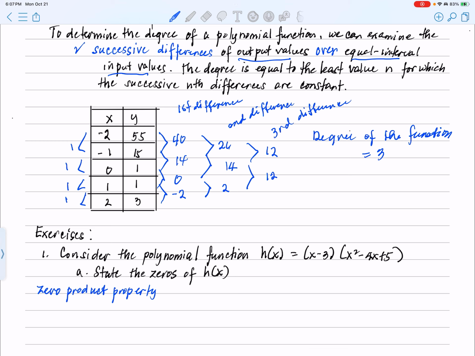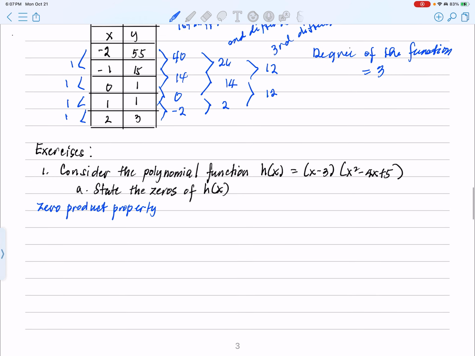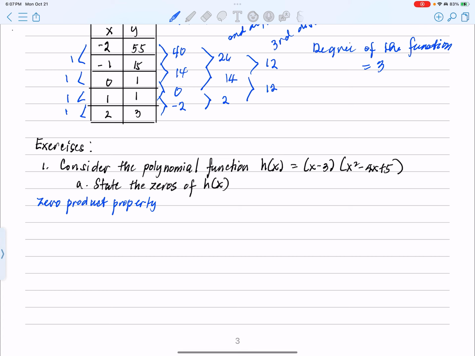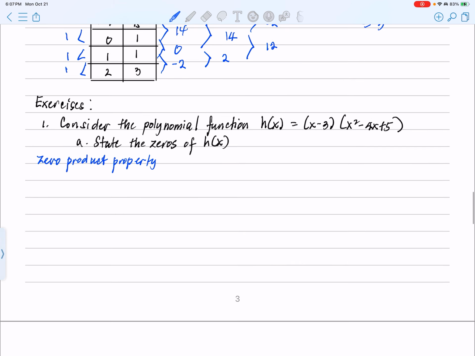Let's have this number. Consider the polynomial function h of x equals x minus 3 times the quantity x squared minus 4x plus 5. State the zeros of h of x.